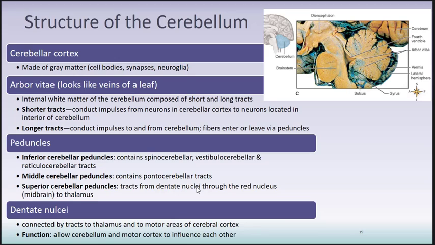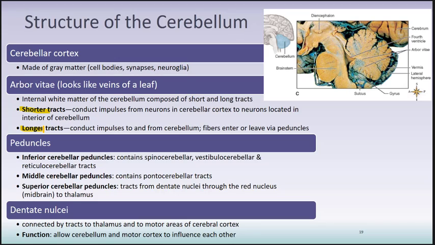The internal white matter of the cerebellum is composed of some shorter and some longer tracts. The shorter tracts conduct impulses from neuron cell bodies that are located in the cerebellar cortex to the neurons that are located more in the interior of the cerebellum. So within the cerebellum, these tracts travel. But the longer tracts conduct impulses to and from the cerebellum. They're longer, so they're capable of doing that.